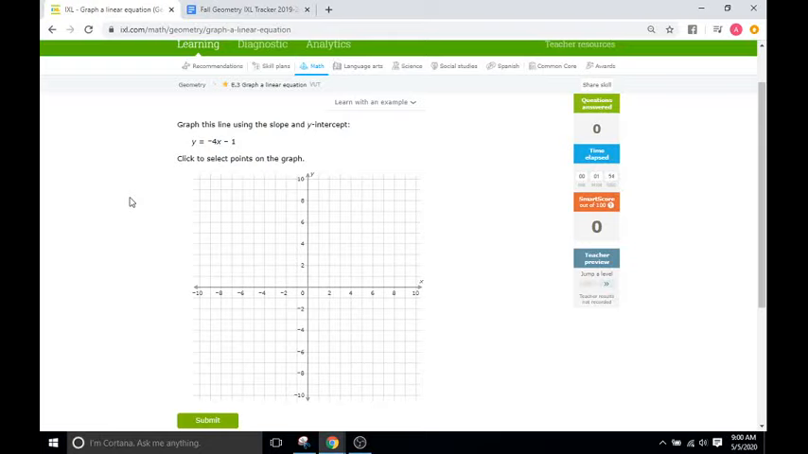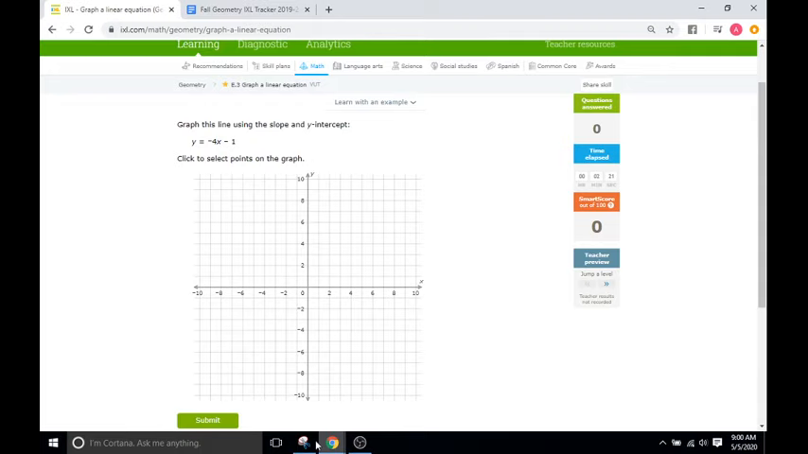This is Mr. Duffick, and today we are continuing on with IXL E3, which is graphing linear equations. Each of these problems is going to give you the equation of a line, and you're just going to graph the equation. So here they have the equation y equals negative 4x minus 1, and they ask you to graph it.